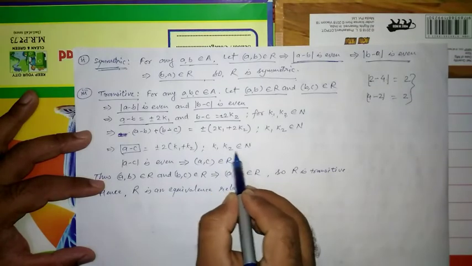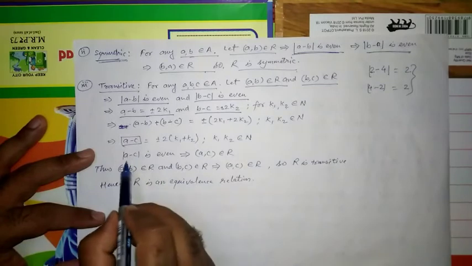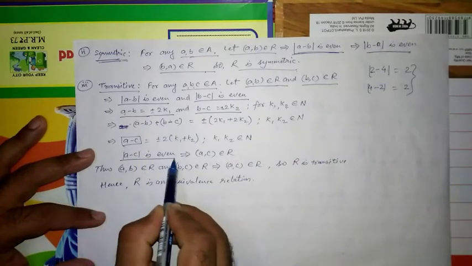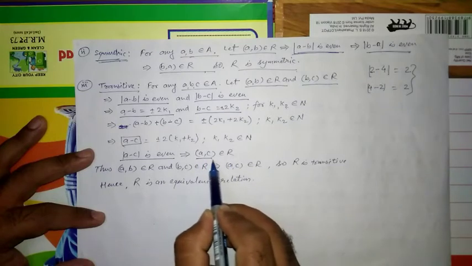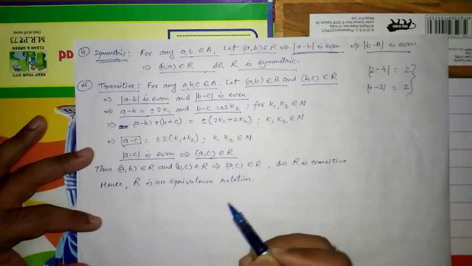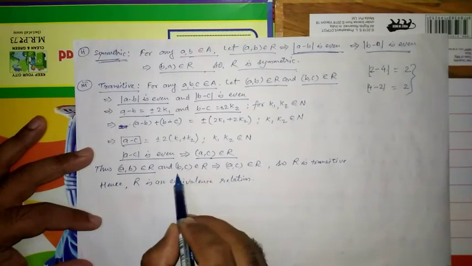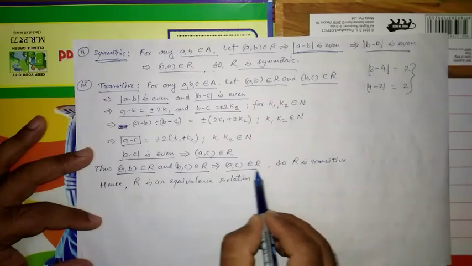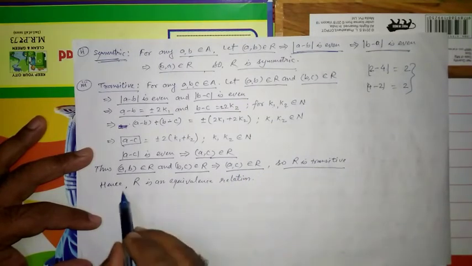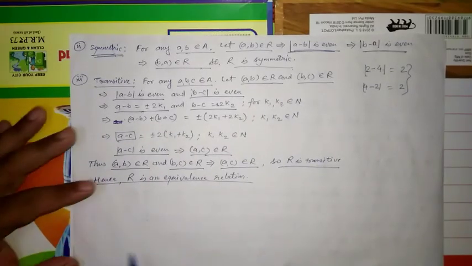Here k1, k2 belong to natural numbers N, and A minus C is even, that implies AC belongs to R. Thus AB belongs to R and BC belongs to R implies AC belongs to R. So it is transitive also. Hence R is an equivalence relation.